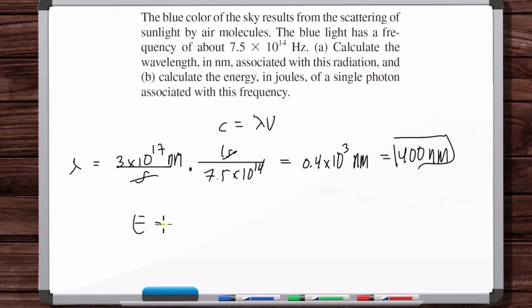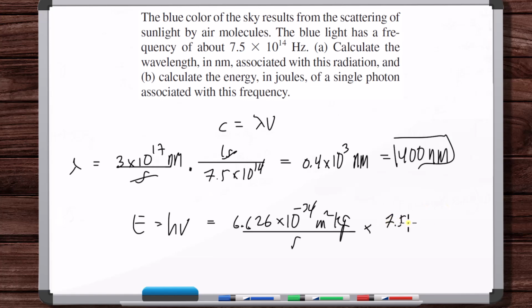So the energy is Planck's constant times the frequency. So Planck's constant is what? 6.626 times 10 to the minus 34 square meters kilograms per second. The frequency then is 7.5 times 10 to the 14th cycles per second. So kilogram meter per second squared, that's a Newton meter, so this is going to be in joules.